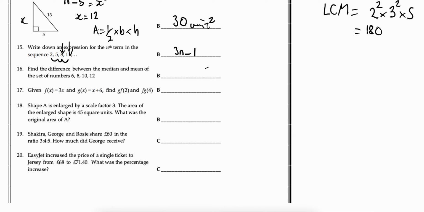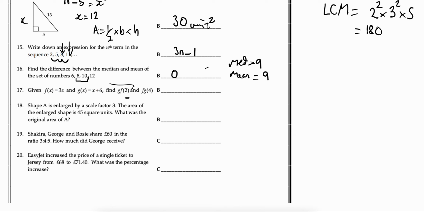Find the difference between the median and mean of this set of numbers. So they're already in order, so the median is halfway between the middle two. So the median is 9, and the mean is the sum of all these numbers divided by 4. So that's going to be 36 divided by 4, which is also 9. What's the difference between these values? 9 minus 9? 0.